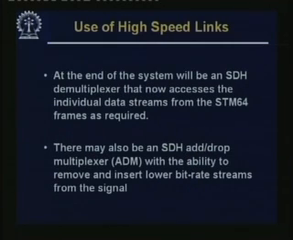At the end of the system will be an SDH demultiplexer. On the other end, just as you have multiplexed on one side, naturally you have to have a demultiplexer on the other side, that now accesses the individual data streams from the STM64 frames as required. So, STM64 is carrying lots of frames in a very short time. So, they are separated out and then fed into slower streams down the line.